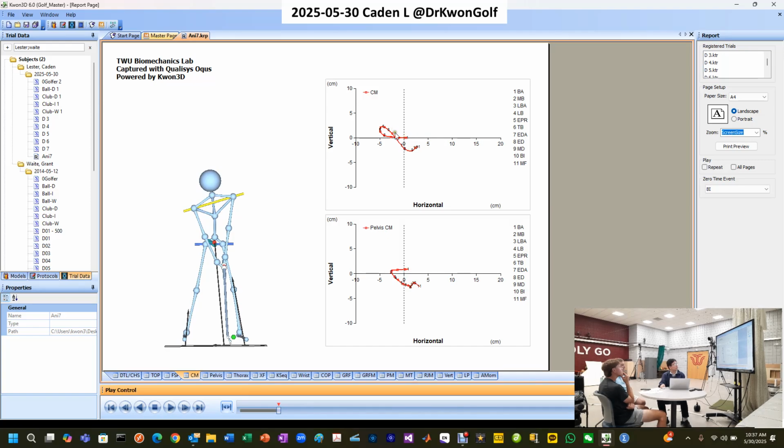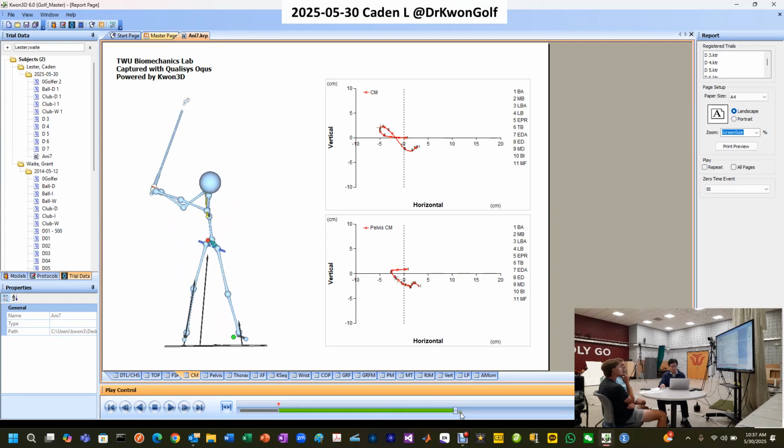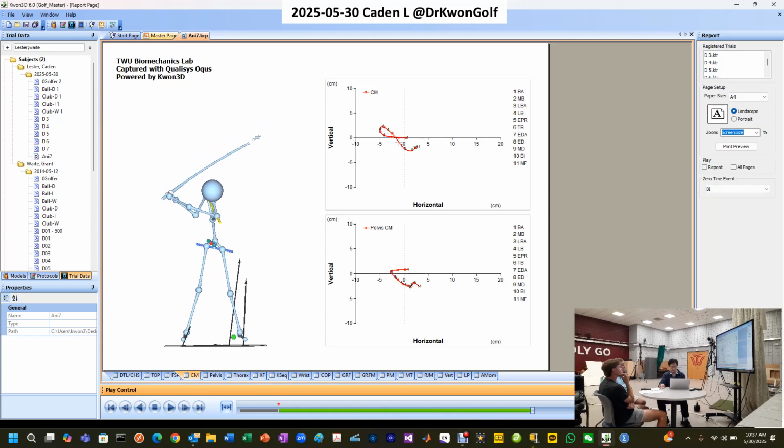Okay, and then it's moving away. So this is toward the target. This is away from the target here. And then your center of mass moves away from the target, which is okay. And then going up to this point is perfectly normal. And then the center of mass drops quite a bit here.